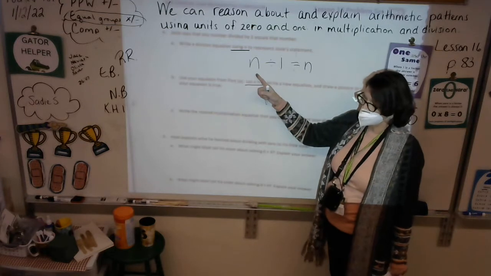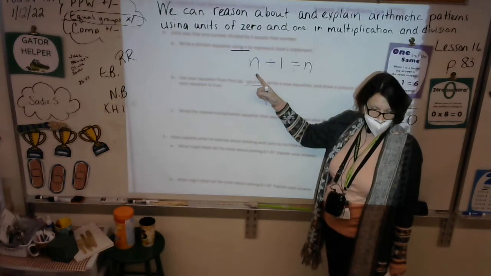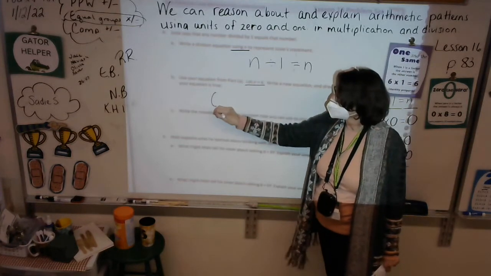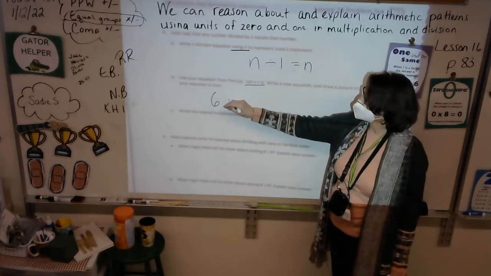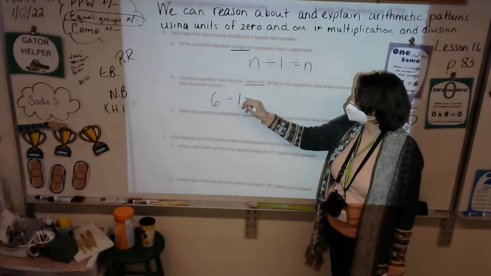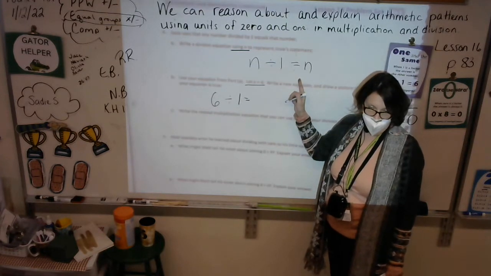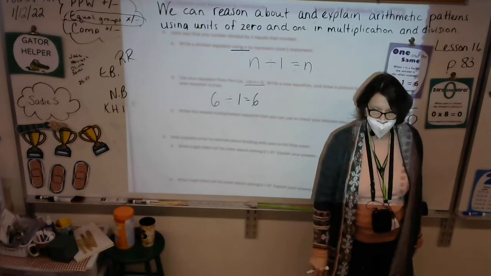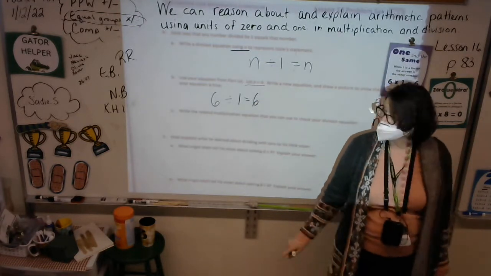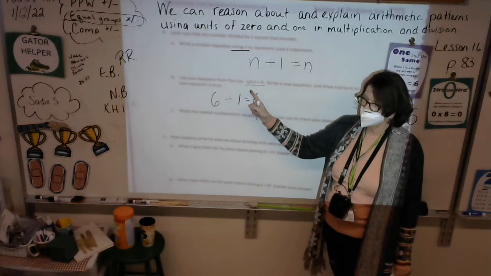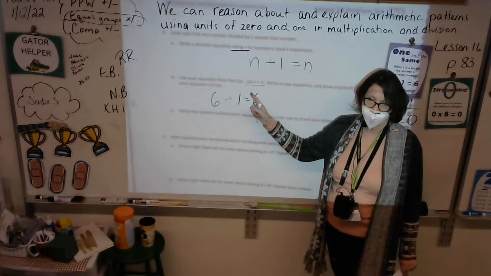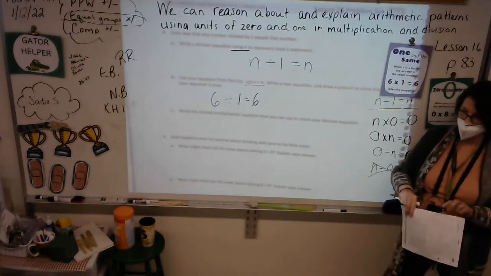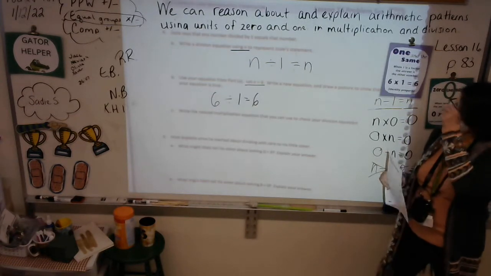Here's my n, right? What am I going to substitute for n? 6. Divided by 1. Here's another n. What am I going to use for this? Every time you have n, you're going to substitute 6. Okay. Very good. Now let's draw a picture that shows that.